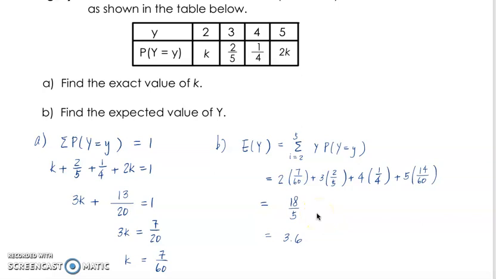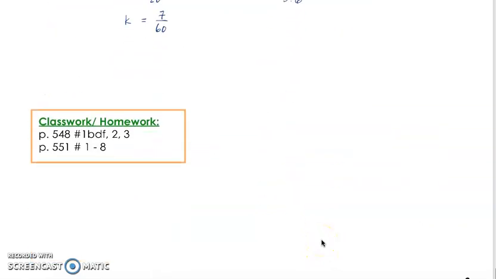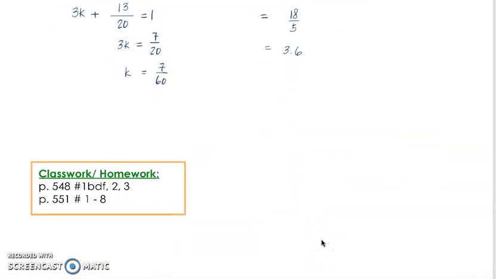And remember, because this is just a theoretical average, even though these y values represent discrete numbers, it's okay for the E of y value to be a decimal. Okay? And that's it for lesson 18B.